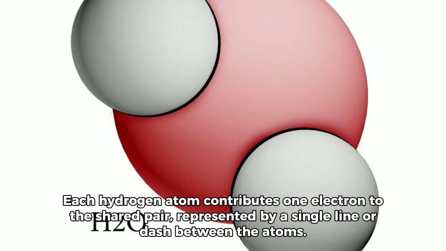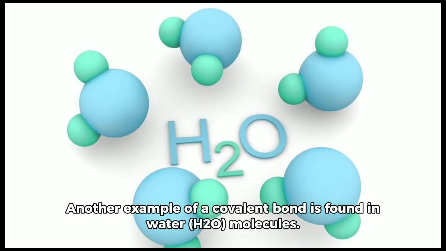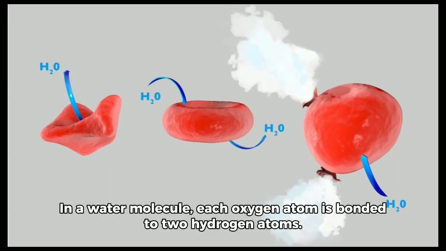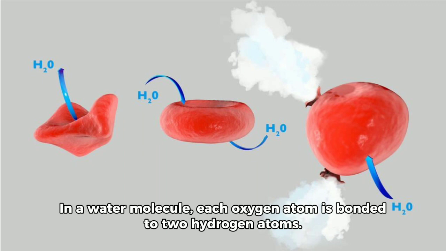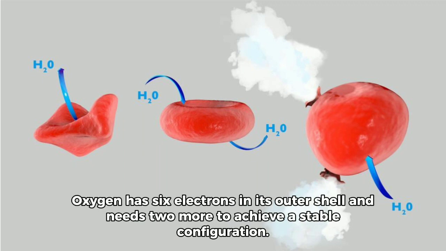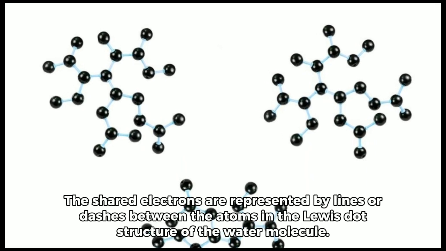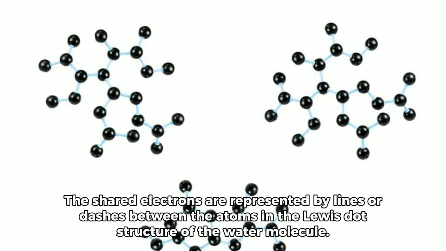Each hydrogen atom contributes one electron to the shared pair, represented by a single line or dash between the atoms. Another example of a covalent bond is found in water, H2O molecules. In a water molecule, each oxygen atom is bonded to two hydrogen atoms. Oxygen has 6 electrons in its outer shell and needs more to achieve a stable configuration. Each hydrogen atom contributes one electron, forming two covalent bonds with the oxygen atom. The shared electrons are represented by lines or dashes between the atoms in the Lewis dot structure of the water molecule.